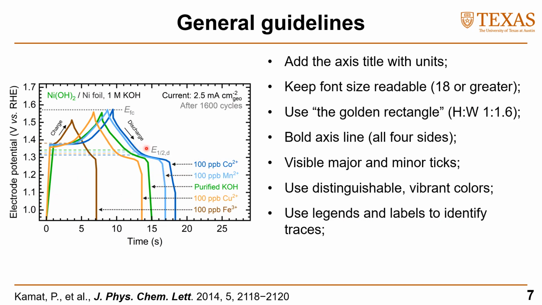So by having labels, like this one is telling you that this section of the curve is the discharge, this section is the charge step, having these dashed lines here telling us, okay, this is the halfway potential, something like that. By having labels showing the experimental conditions, like, oh, this electrode is nickel hydroxide in 1 molar KOH. The experiment was done at 2.5 milliamps, and these are curves after 1600 cycles. So the idea here is that these labels add extra information and make everything easier.